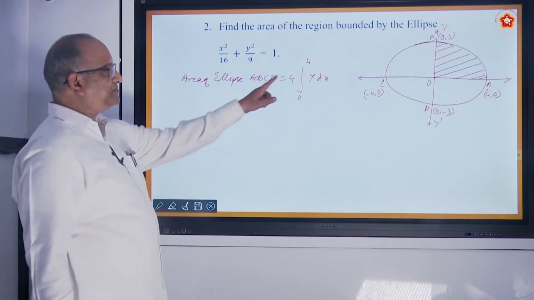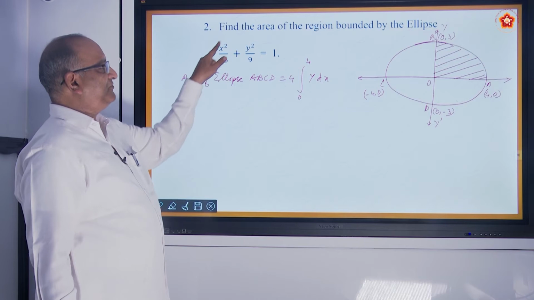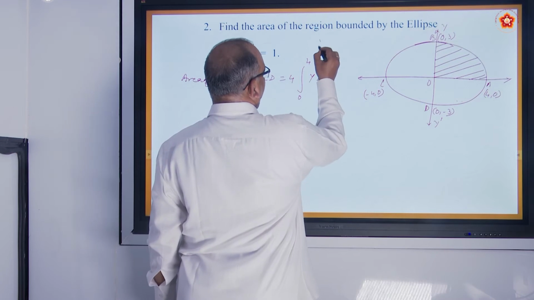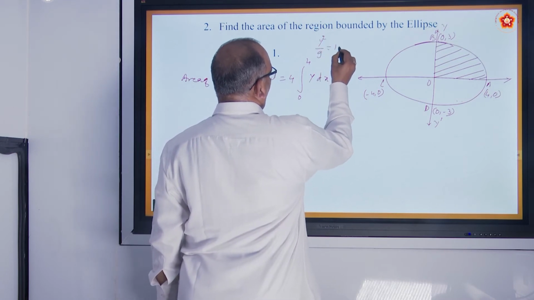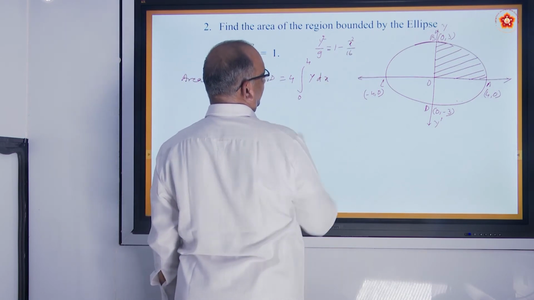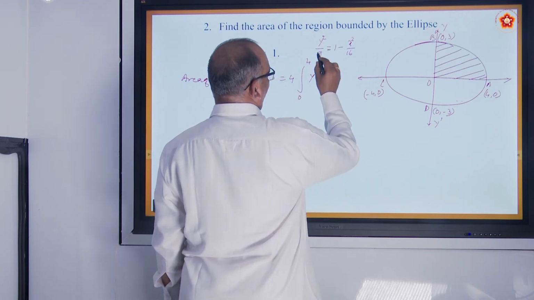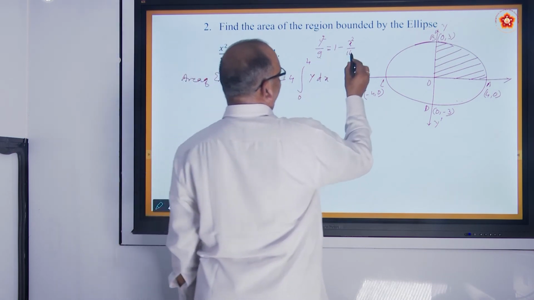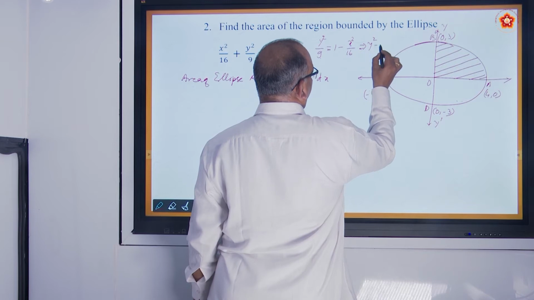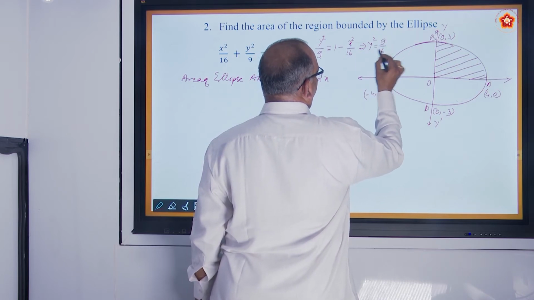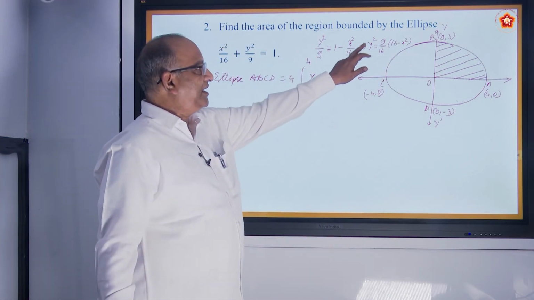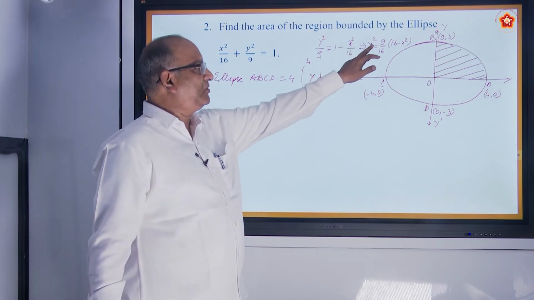Substitute y. How do you substitute y? By simplifying this equation for y. How do you simplify that equation for y? This can be written as y square by 9 equal to 1 minus x square by 16. Simplify it further, you take this 9 to that side, this can be written as y square equal to 9 by 16 into 16 minus x square. With the help of that, you can tell what is y.